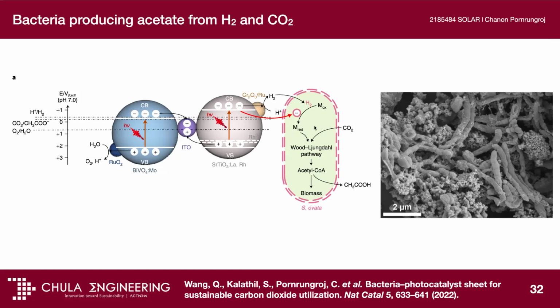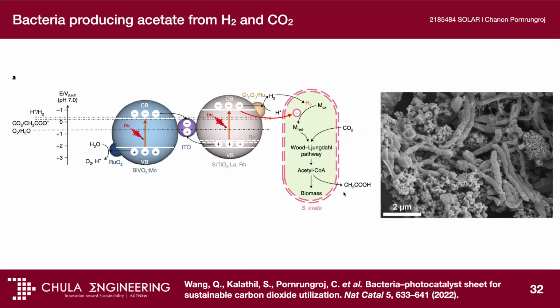But here we do the opposite direction. We inject electrons and hydrogen into the bacteria directly and force it to do the backward reaction. So instead of eating acetic acid and forming carbon dioxide, we inject the electrons and force the bacteria to use carbon dioxide and make acetic acid.